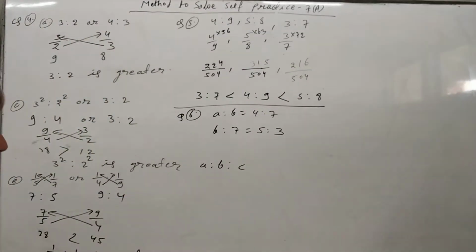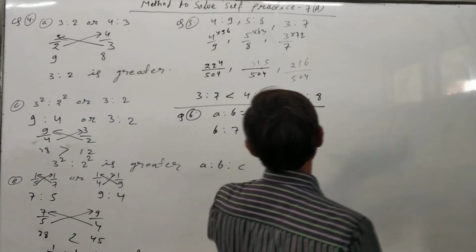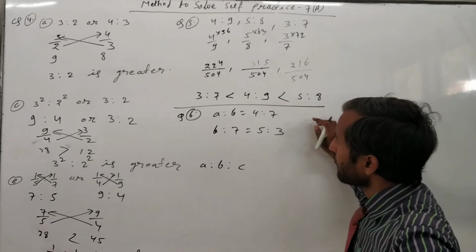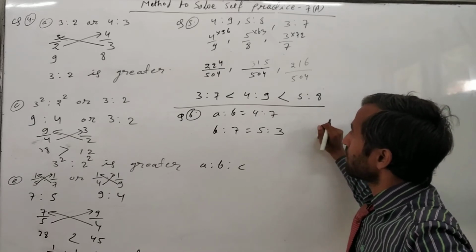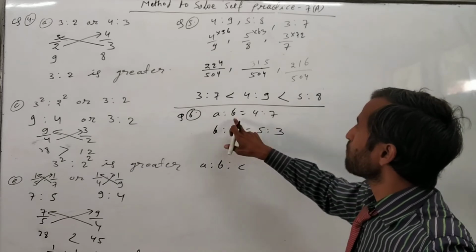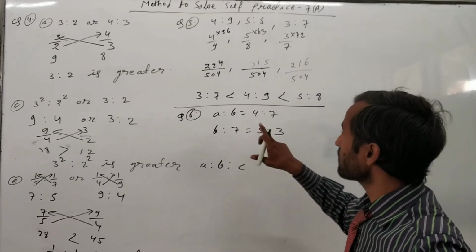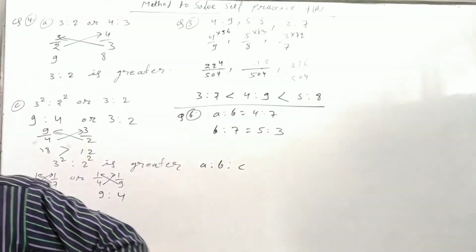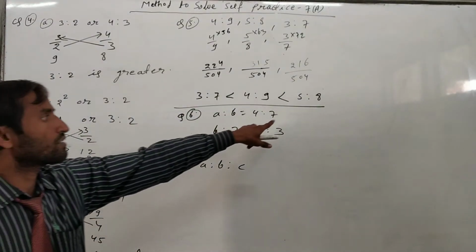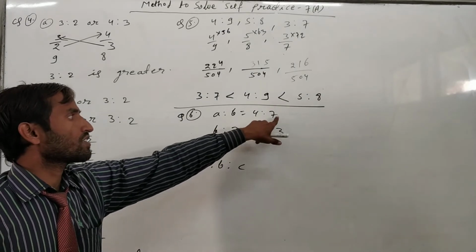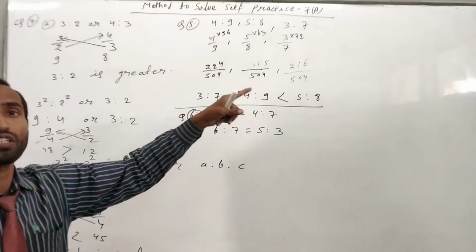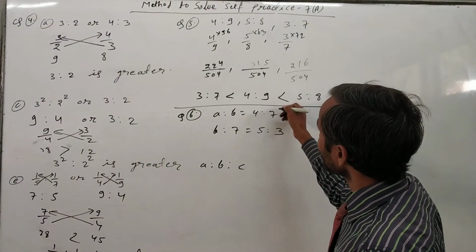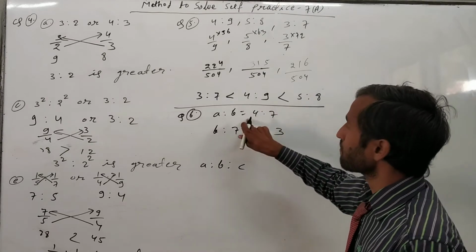So here A is to B is 4 is to 7, and B is to C is 5 is to 3. How will we solve that? Just make the value of B the same in both places, here 7 and here 5. So the LCM of 5 and 7 will be 5 times 7, 35. So what should you multiply here to get 35? Whatever you multiply here, multiply the same in the other place.